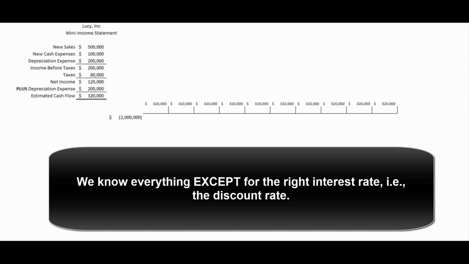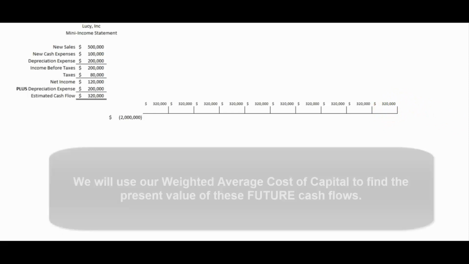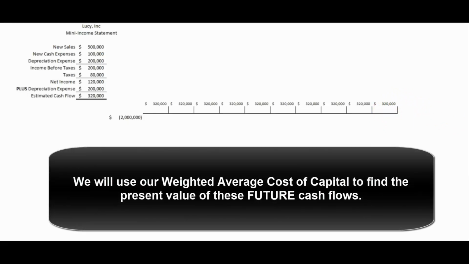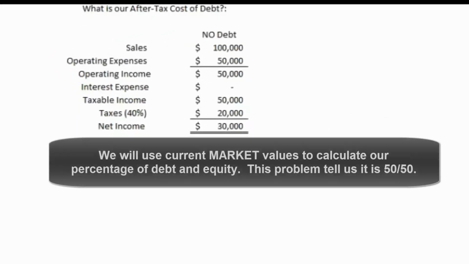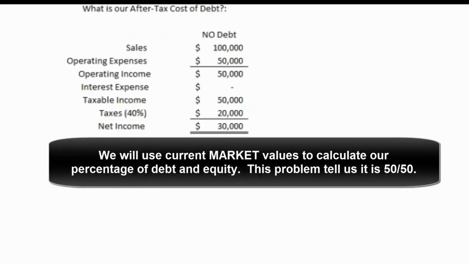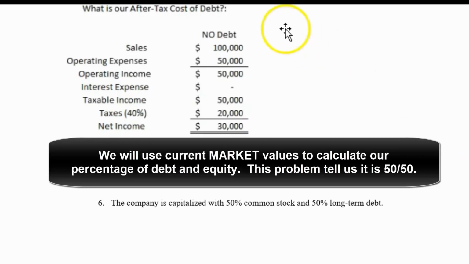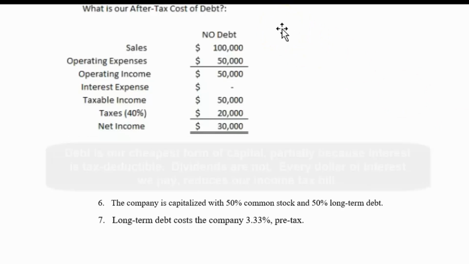What we should use is our weighted average cost of capital. How much does our money cost us on the right-hand side of the balance sheet? That's the interest rate we'll use to find the present value of these future cash flows. Okay, half our money comes from debt. Remember, our company is capitalized 50% debt, 50% equity. Our debt costs us 3.33% before tax.